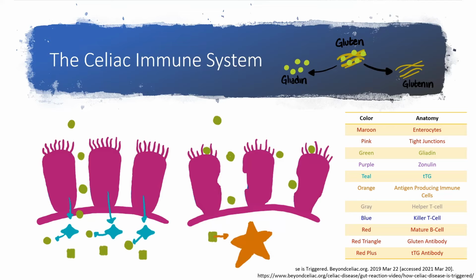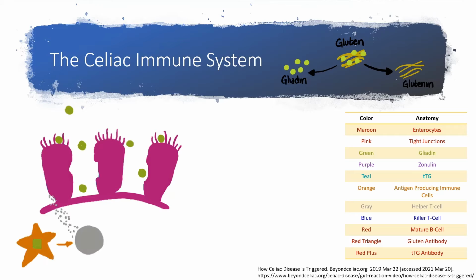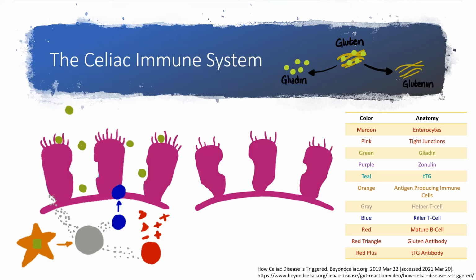Antigen-presenting immune cells, the yellow star, pick up the changed gluten and present it to the T cells, noted in gray. The helper T cells identify the gluten in the enterocytes and attack them, first by releasing toxic secretions that directly hurt the enterocytes, then by signaling the killer T cells, noted in blue, to directly attack the enterocytes, and finally by signaling mature B cells in red to make two antibodies, one that attaches to gluten fragments, the triangle, and one that attaches to TTG, the plus sign. This causes severe damage to the enterocytes, which are crucial to many functions of the small intestine.